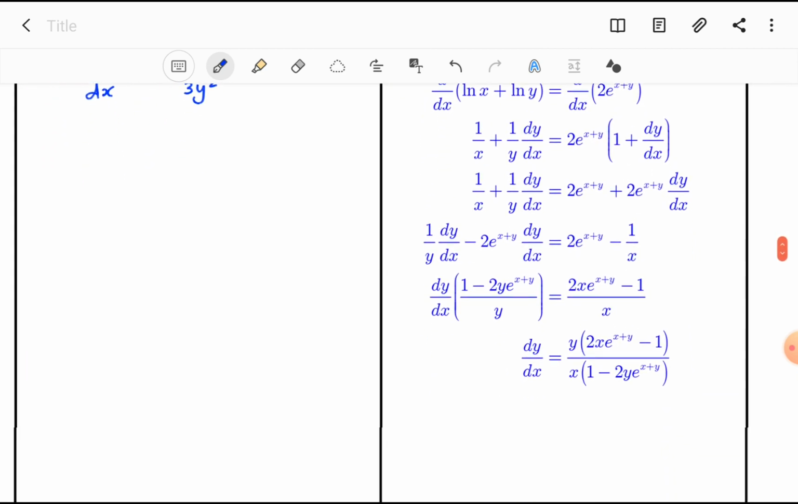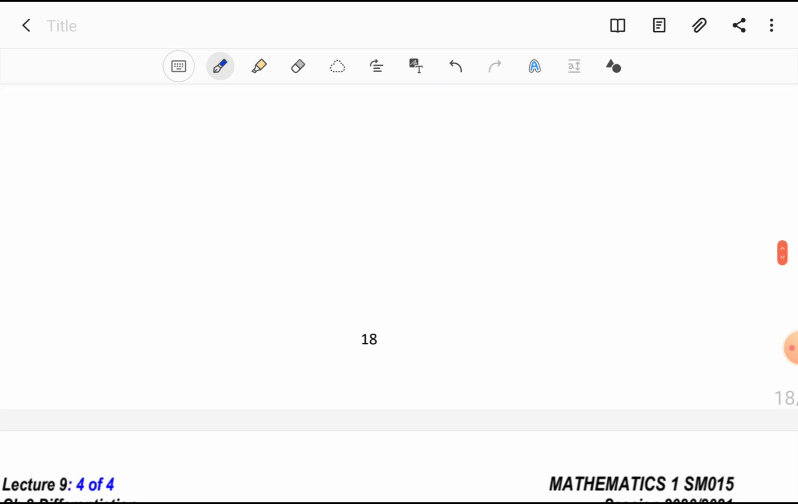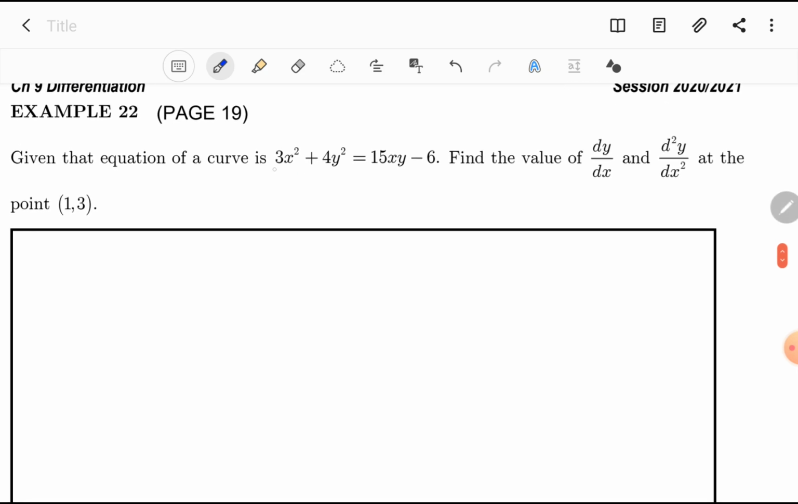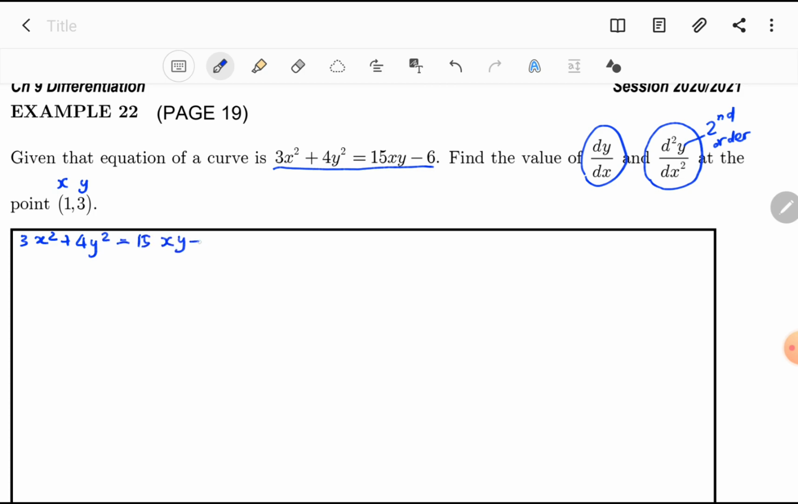Next, we go to example 22 on page 19. Given the equation, find dy dx and d squared y dx squared. So this is the second order derivative. At the point 1, 3, 1 is the value for x and y is 3. The equation is 3x squared plus 4y squared equals 15xy minus 6.